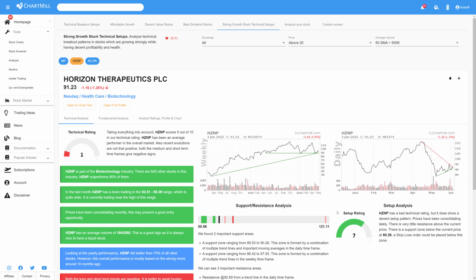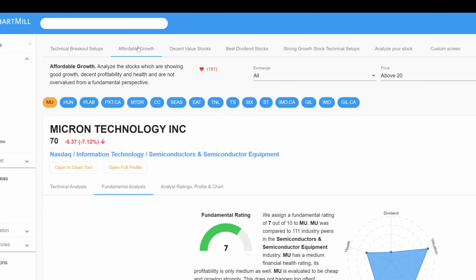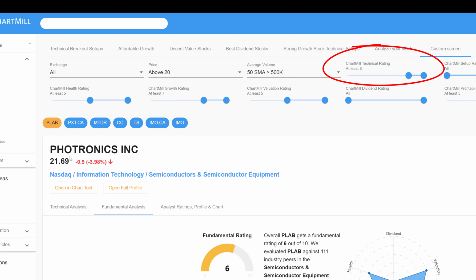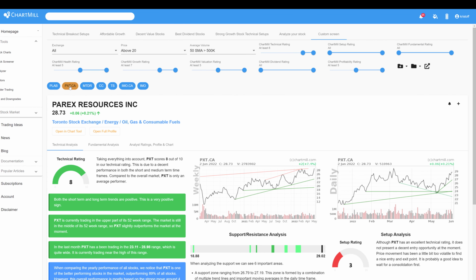Now the custom screen allows you to further fine-tune each of these predefined filters. For example, if you add a technical rating score of 8 out of 10 to the affordable growth filter, you will only keep the stocks from the affordable growth selection that are in a strong upward trend. Every ticker from that affordable growth list will now show a minimum technical rating score of 8.